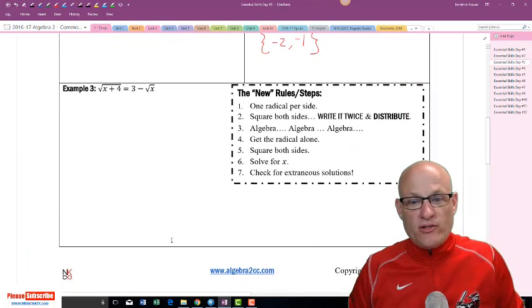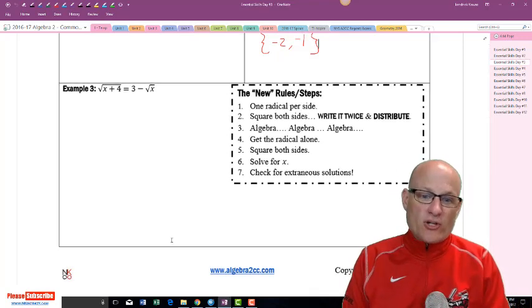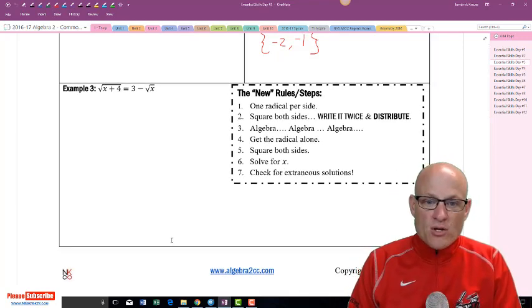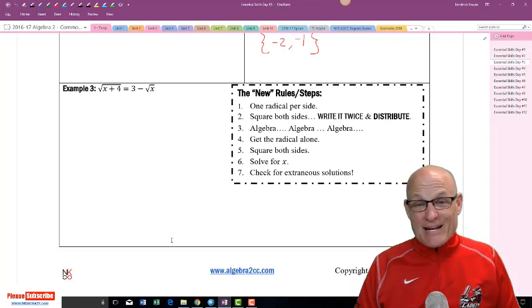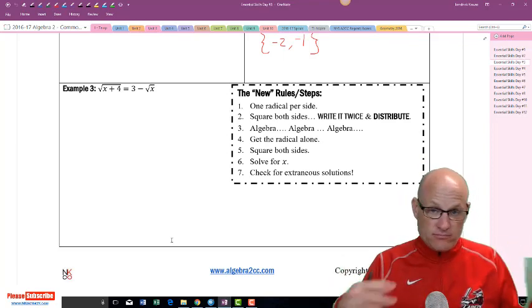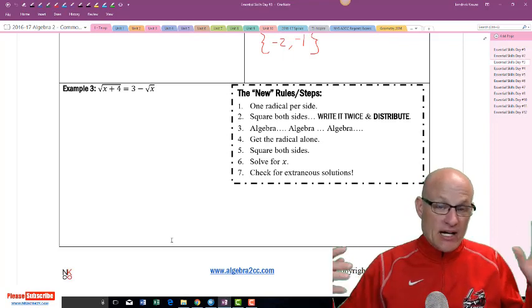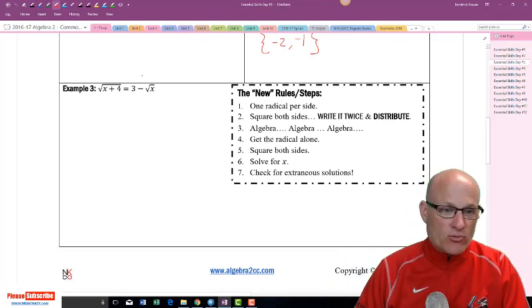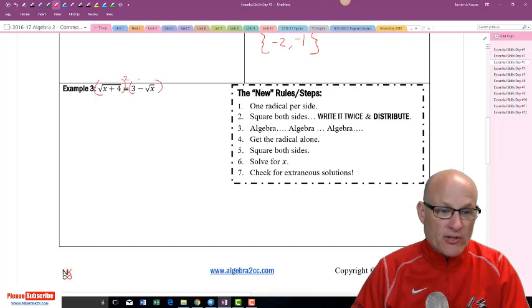Whoa. We haven't seen one of these in a while. So how am I going to do this one? Kind of the same thing, but you're going to have to do it twice. Get one of the weird things by itself, double distribute, then get the other weird thing by itself. So that's what we're going to do right now. We're going to square both sides.